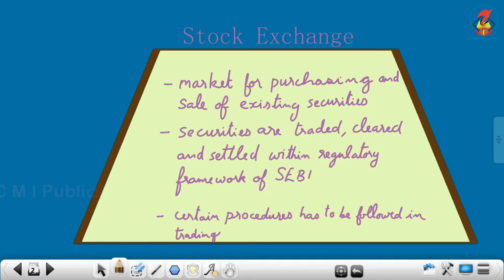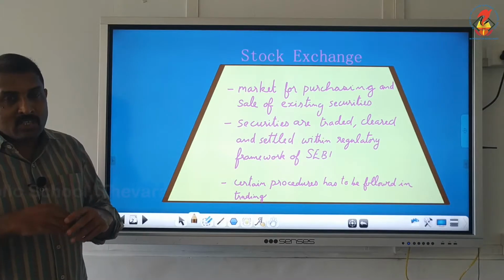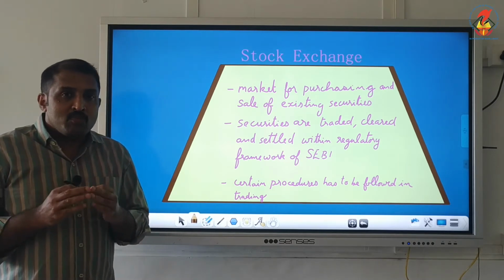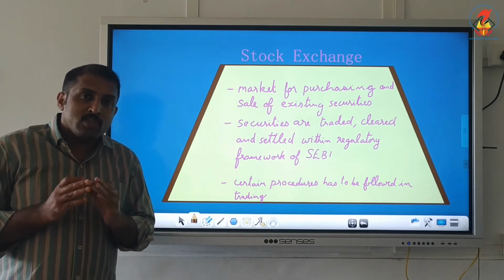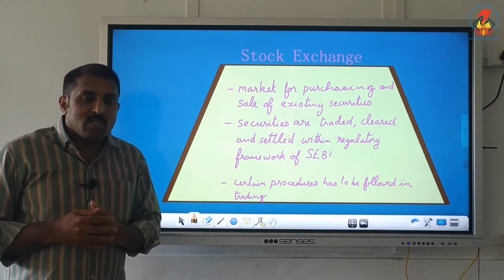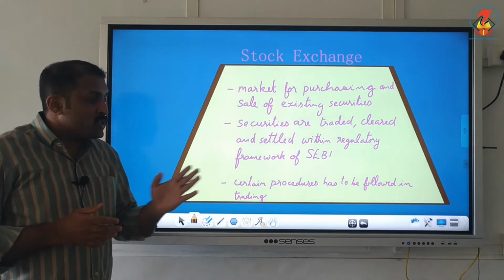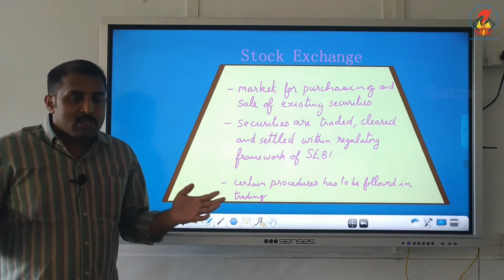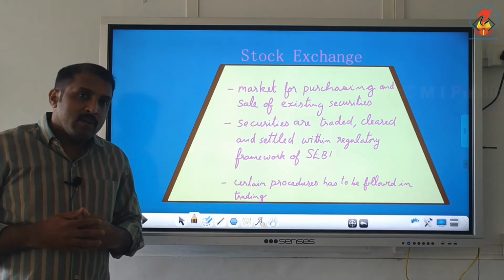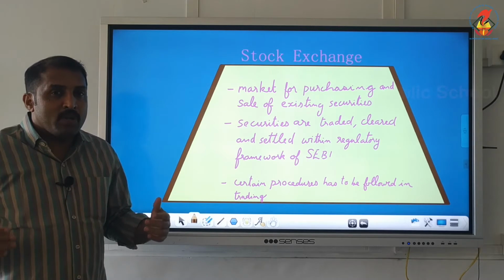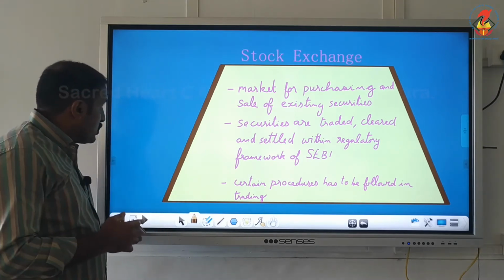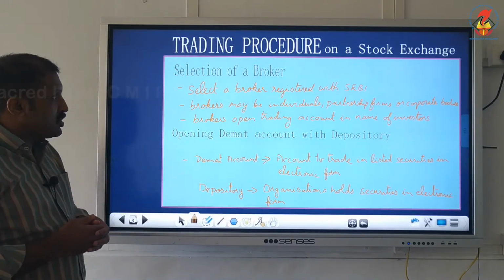I said all the transactions connected with securities are clearly regulated by the Securities Exchange Board of India, as it is the apex body which controls securities exchange in India, and certain procedures have to be followed. So SEBI has very clearly given guidelines regarding how things have to happen while securities are being transacted. Now we are going to see the trading procedure on a stock exchange.